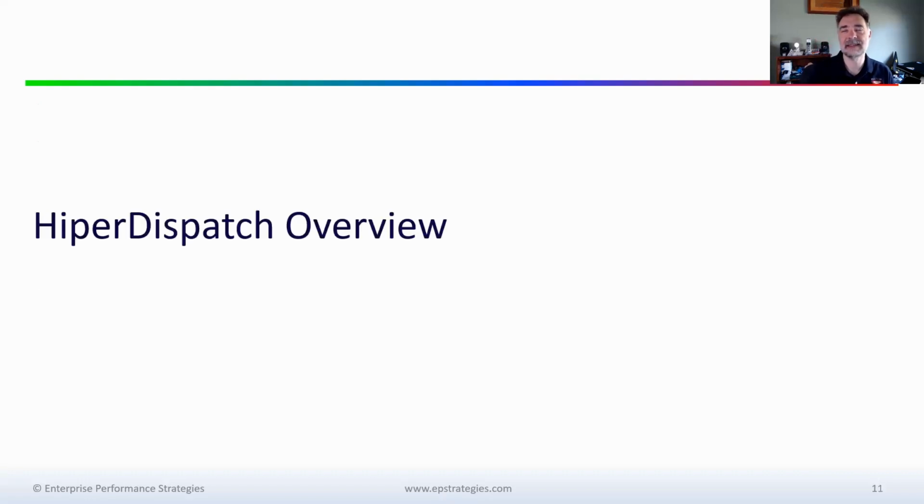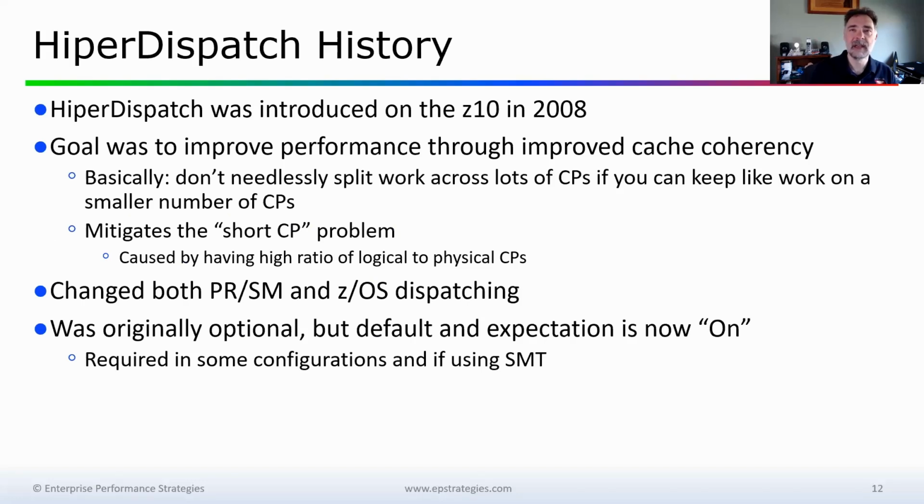Alrighty, so let's get into the HiperDispatch overview for those of you who might not be familiar. HiperDispatch was introduced on the z10 in 2008, and the goal was to improve performance through improved cache coherency. Basically, the whole idea here is that modern superscalar processors are really sensitive in terms of performance to how effective the processor caches are, okay? And so if you're not making effective use of the processor caches, you'll find that your processor will underperform relative to a workload that may be more cache friendly.